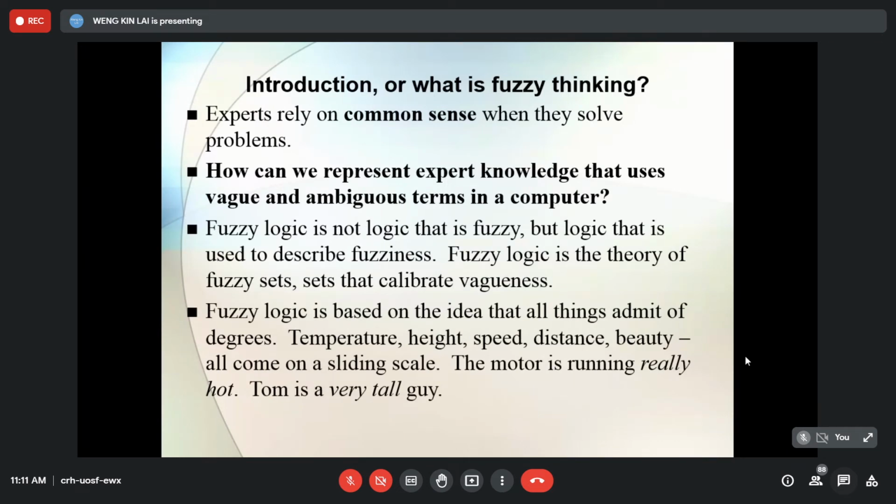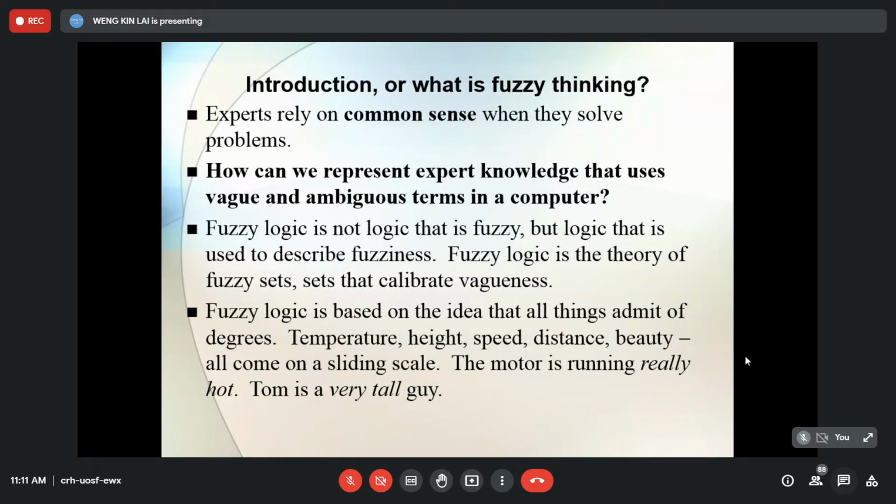Now again, you see that such intelligent systems based on fuzzy logic or fuzzy thinking base it back to the experts. The experts rely on common sense when they solve problems. You don't try to use something too complicated. You just use common sense, and that is what experts use when they solve problems.